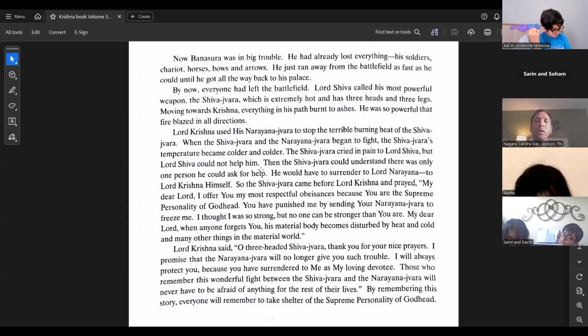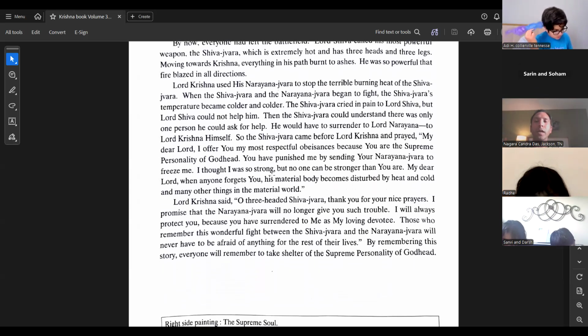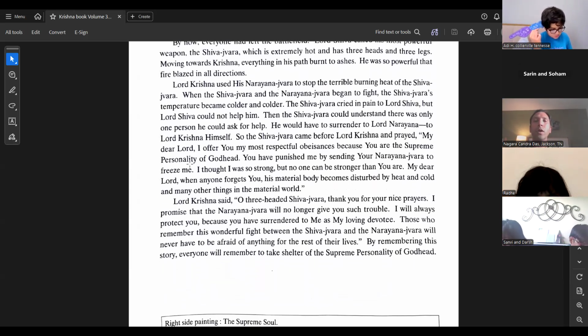Then the Shiva Jwara could understand there was only one person he could ask for help. He would have to surrender to Lord Narayan, to Lord Krishna himself. So the Shiva Jwara came before Lord Krishna and prayed, "My dear Lord, I offer you my most respectful obeisances because you are the Supreme Personality of Godhead.